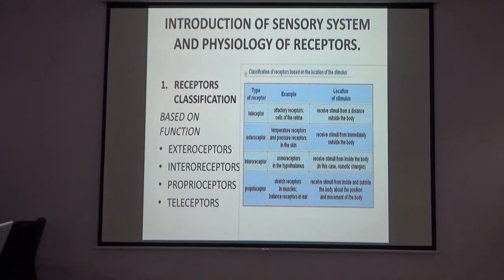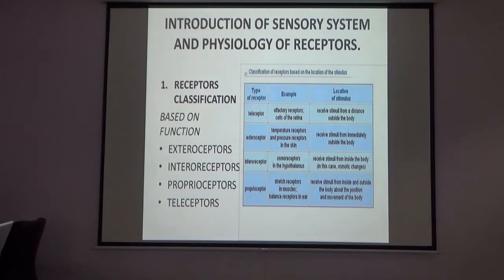First, exteroceptors, for example, skin and subcutaneous tissue, which are concerned with changes in the external environment close to the body, and they are present in cutaneous sense organs. For example, you can see here temperature receptors and pressure receptors in the skin. The stimuli are immediately from outside the body. Second is interoceptors. Interoceptors detect changes in the internal environment of the body. Examples are baroreceptors for BP changes, which you will study in cardiovascular system.